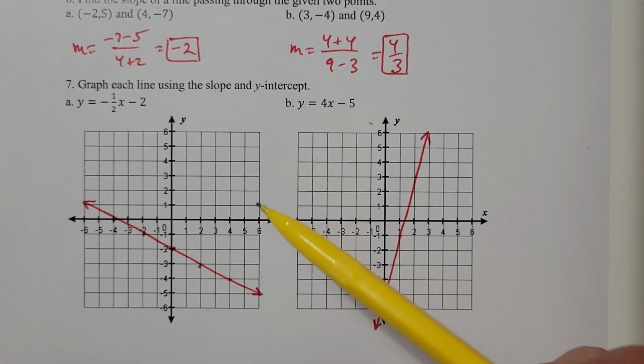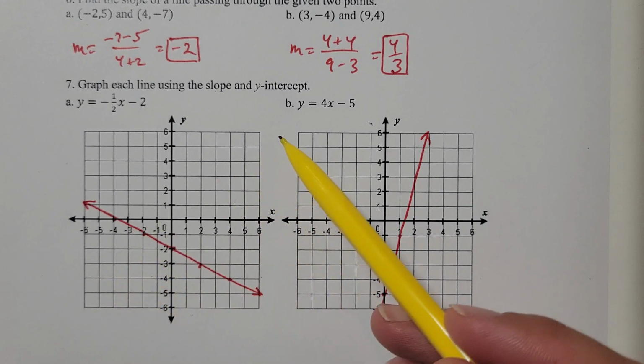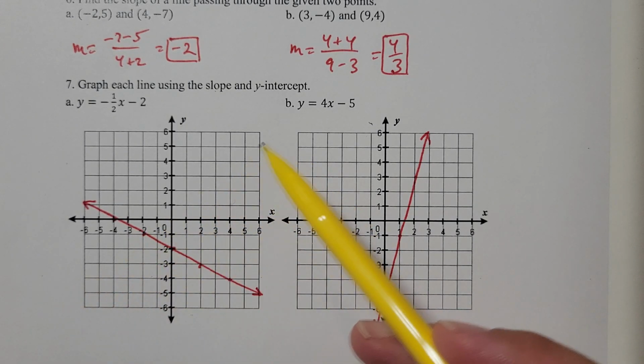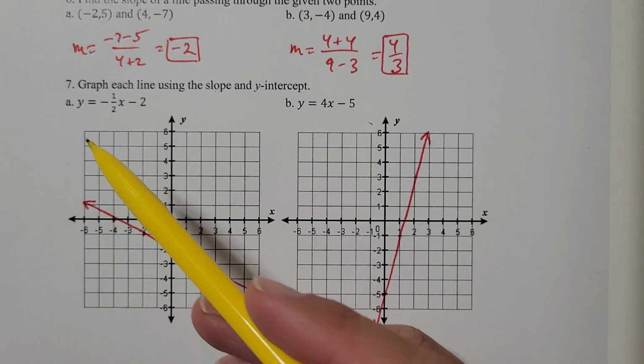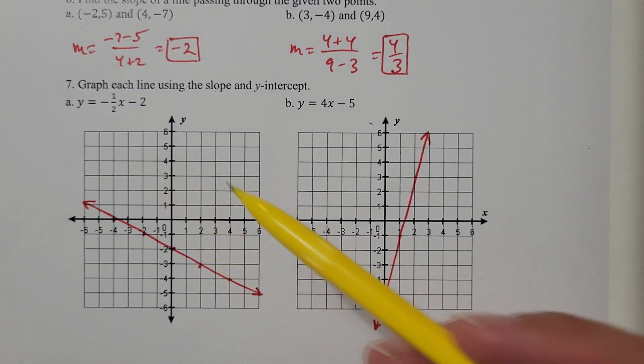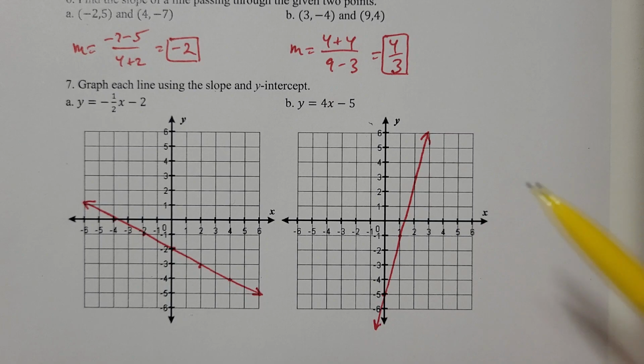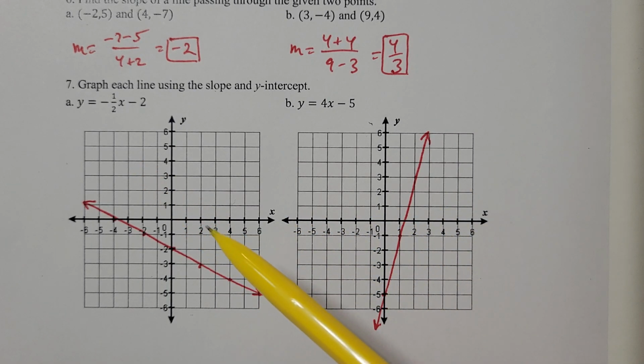Okay, so I'm going to start at 0, -2, where I cross the y-axis there, and then work off of the slope. So if I have a positive slope, the line is going to be slanted this way, and if I have a negative slope, the line is going to be slanted this way. Okay, so the slope of this line is -1/2. Well, I can know right away how the line is going to be slanted. Okay, it's going to be slanted this way.